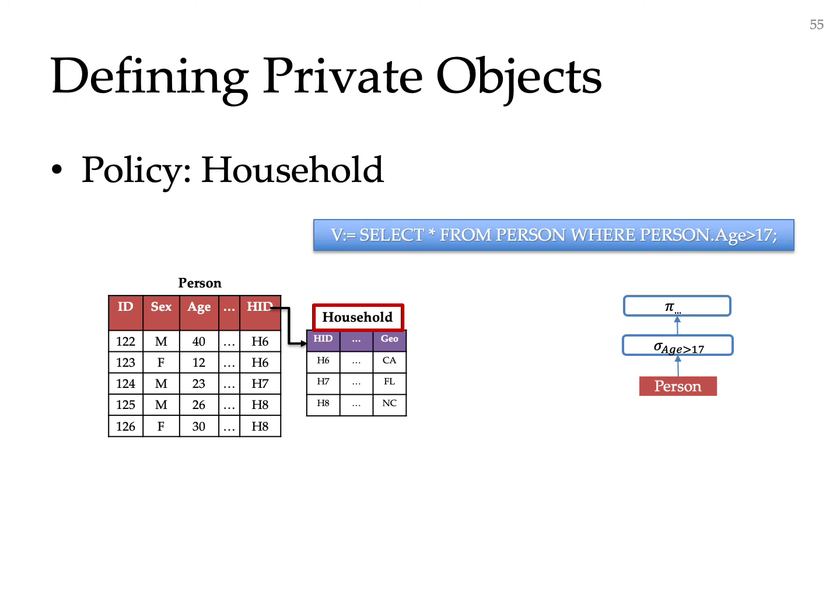However, if the policy is set to household, where the primary private object is changed to the household table, then if we calculate the sensitivity using the same execution plan, we will obtain a wrong sensitivity, since the query execution plan does not apply over the primary private object, which is the household table.